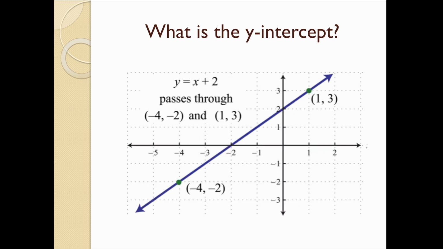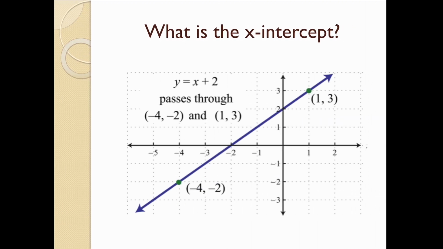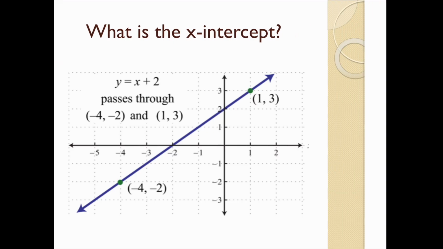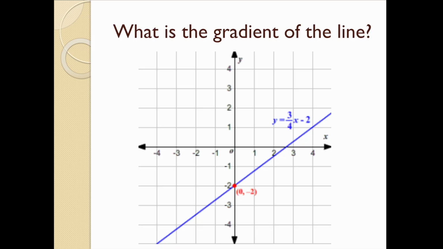Yeah. Now, based off of this, what is the y-intercept? 2. Anybody disagrees? Good. What is the x-intercept now? Negative 2. Lovely. All right. What's the y-intercept here now? Negative 2. Lovely. Because that's the point where it crosses the y-axis. And in this case, if you were to roughly approximate this, what do you think the x-intercept is? 2.75. Good.